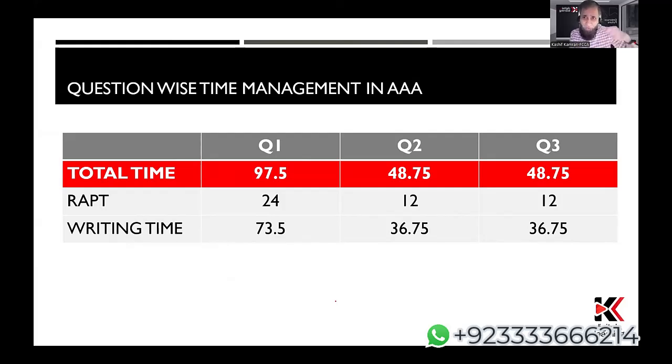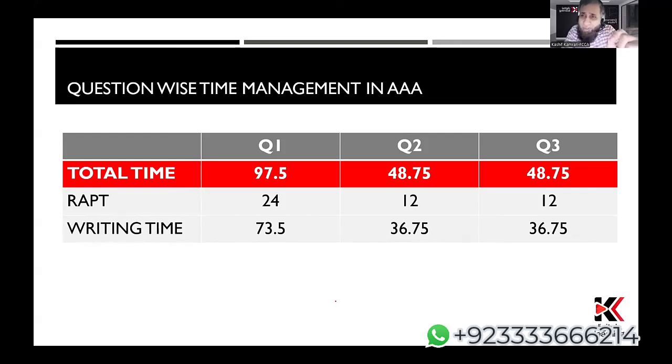You can round them off to make them a proper number. Question 2, question 3, each has a total time of 48.75 minutes, of which 12 minutes is to read and plan, and 36.75 minutes is to write the answer. What best you can write within 73.5 minutes for question number 1 is the right length of the answer. What best you can write in 36.75 minutes is the right length of answer for question 2, and same goes with question 3. If you're writing something in excess of 73.5 minutes in question number 1, that is wrong.